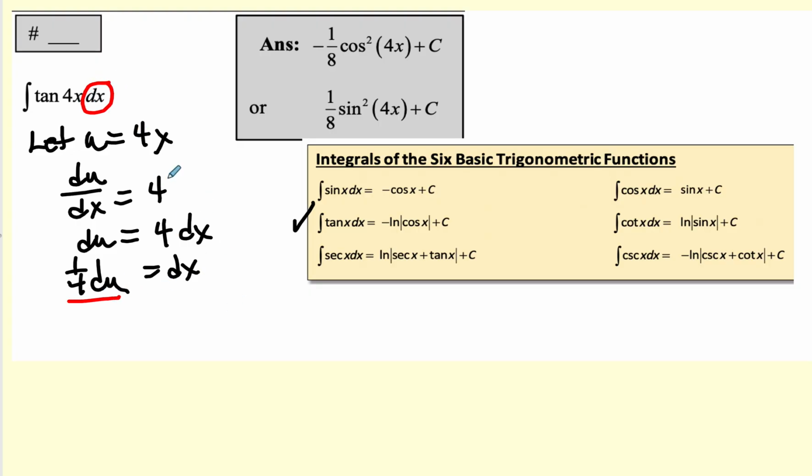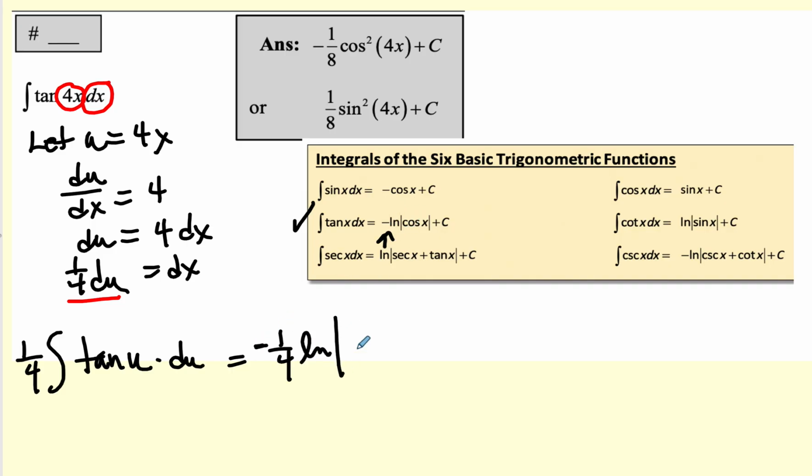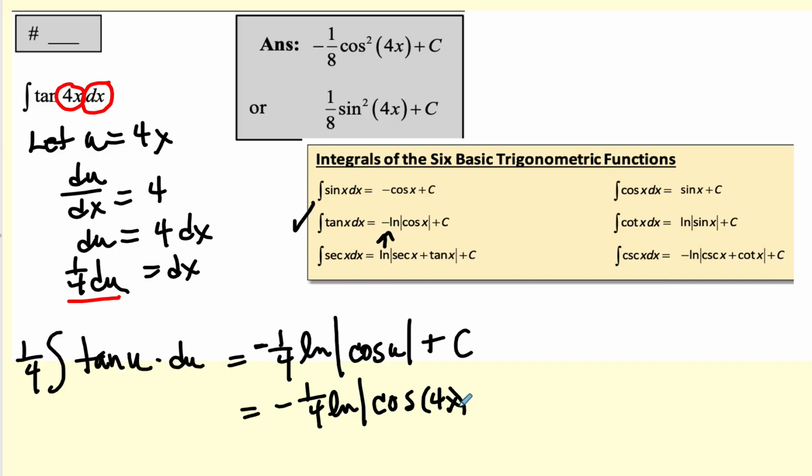I will replace it with that, and I have something to replace 4x. So now this is going to be tan of u times, and dx is 1/4, I'll bring it out here, du. Now it looks a lot like this problem, so I'm going to write 1/4, and then that'll be, I have a negative, because there's a negative right there in the formula, natural log of the absolute value of cosine of u plus c, because this was in terms of u. And this will be negative 1/4 natural log of cosine, and I'm going to resubstitute u for 4x, plus c.